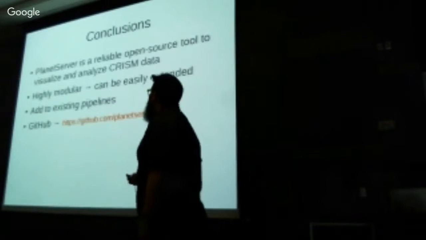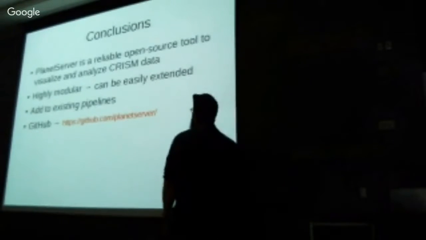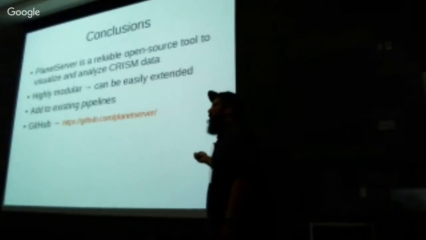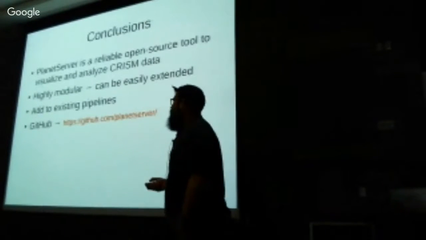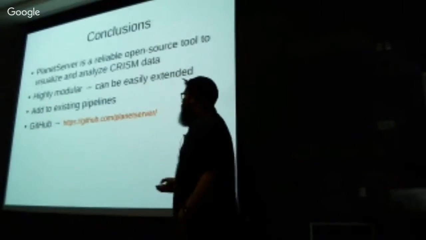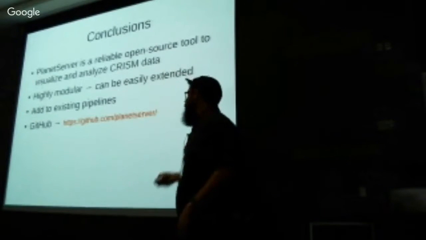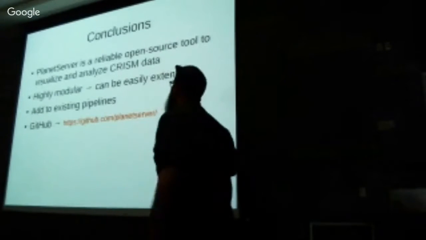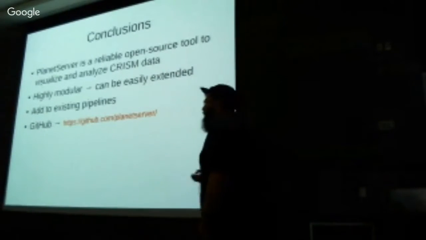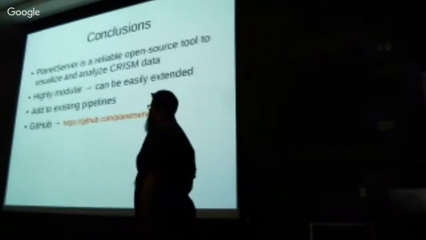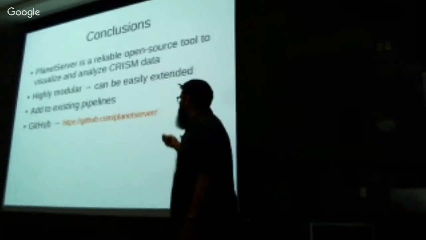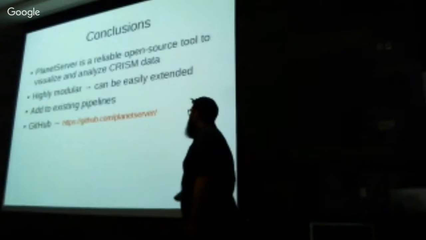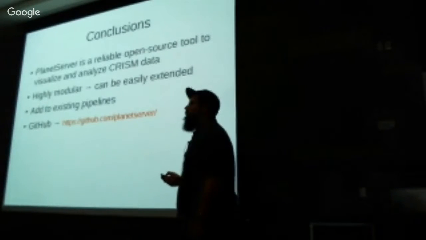So conclusions. Client Server is a reliable open source tool, open source, that's very important, to visualize and analyze CRISM data, and M3 in the future. It's highly modular, so you can just go to GitHub, download it, and change as much as you want. And probably you will make it better. You can add it to existing pipelines, which is one of the requirements of most of the users that we have. And yeah, please, as I said, go to GitHub and download it, open issues if you see something wrong in there, use it. And that's what I have. Thank you.